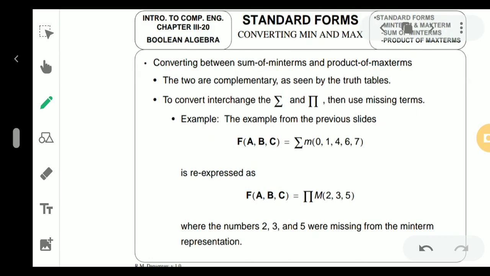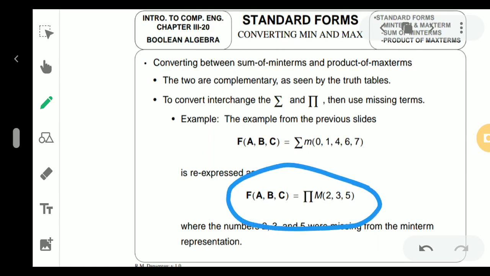The conversion of minterm and maxterm. If suppose a minterm is given to you, you can convert it into maxterm. Suppose a maxterm is given to you, you can convert it into a minterm as well. So when the minterm is given to you, sum of M of 0, 1, 4, 6, 7, you identify which terms are missing in the minterm part. The missing terms are 2, 3, 5. So that will be your maxterm part.